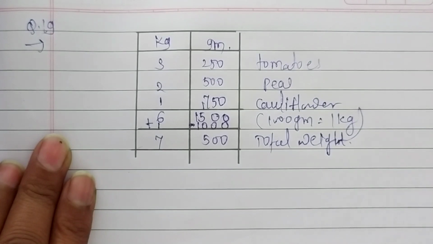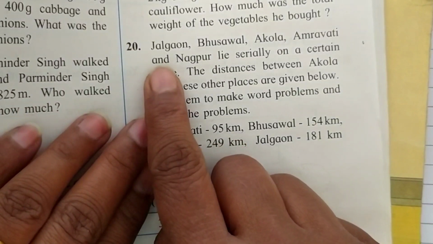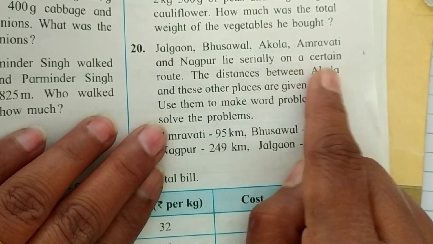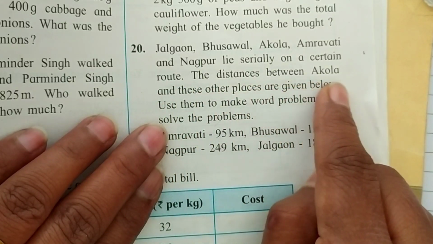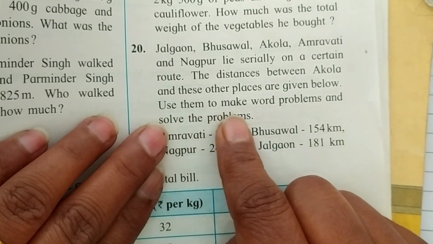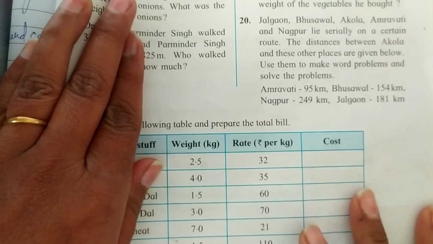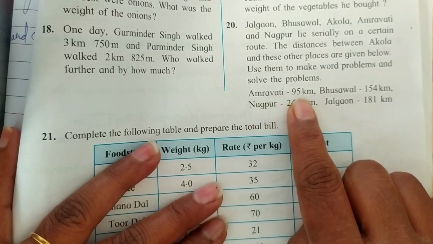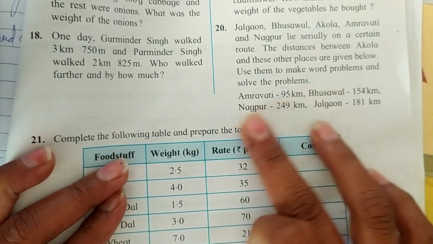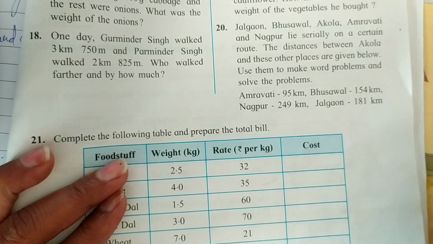Now question number 20. The question is, Jalgaon, Bhusawal, Akola, Amravati and Nagpur lie serially on a certain route. The distance between Akola and these other places are given below. Use them to make word problems and solve the problems. The distance of Amravati is 94, Bhusawal 154 km, Nagpur 249 km and Jalgaon 181 km.